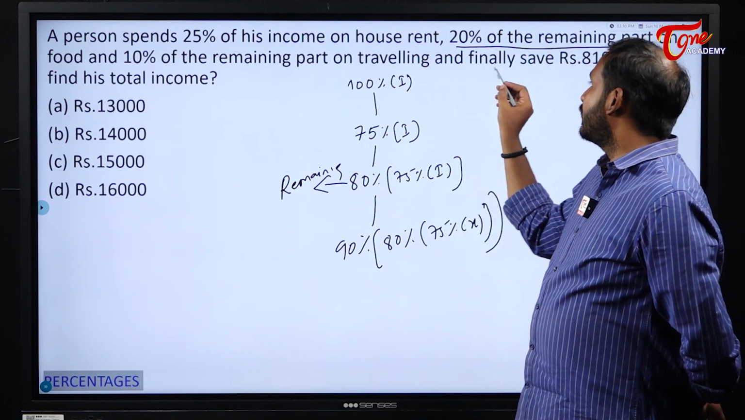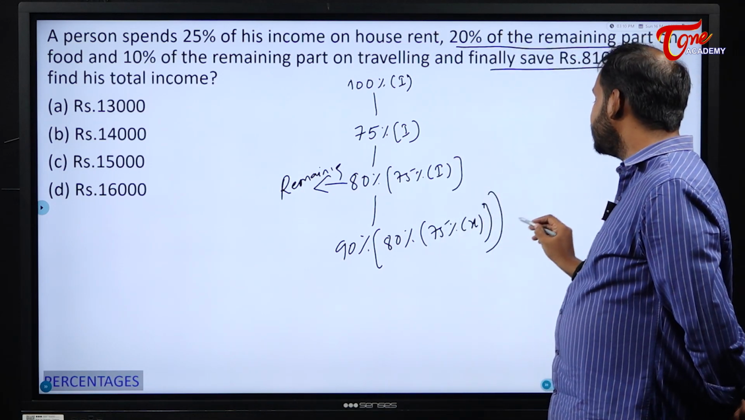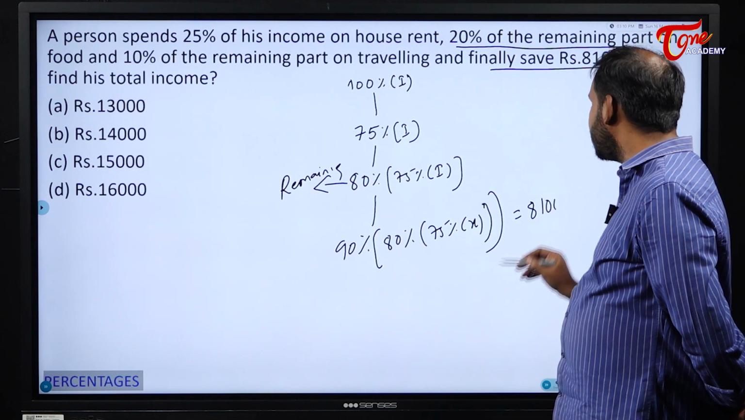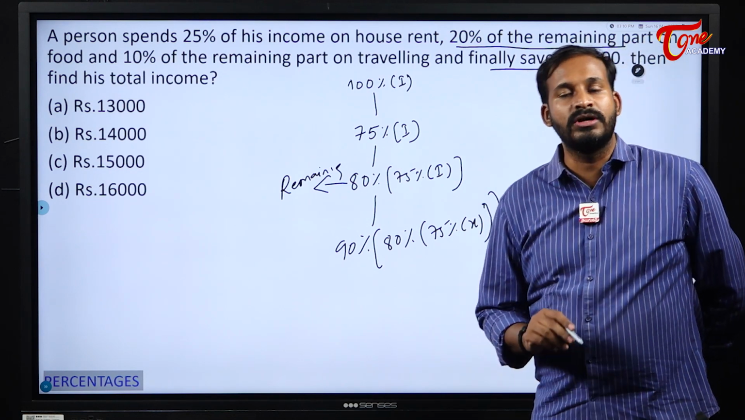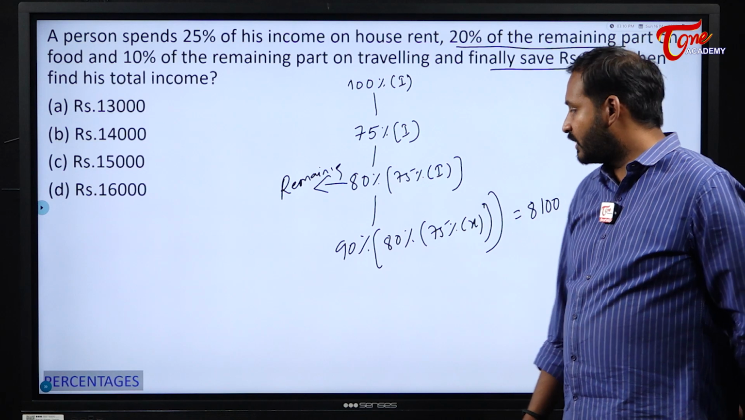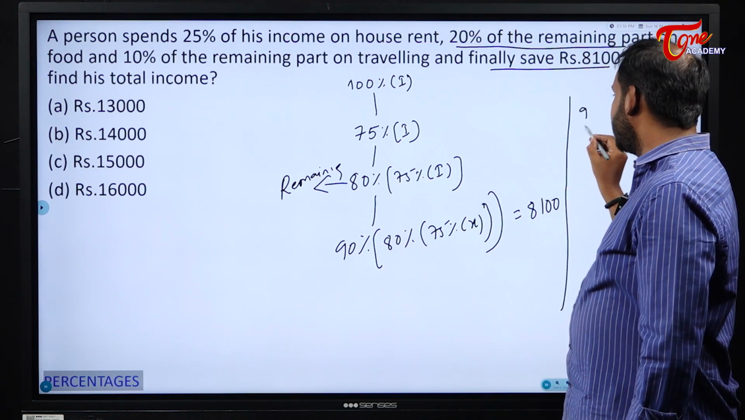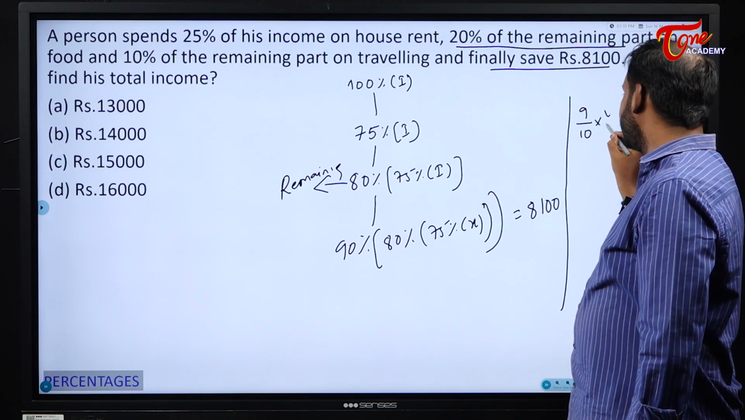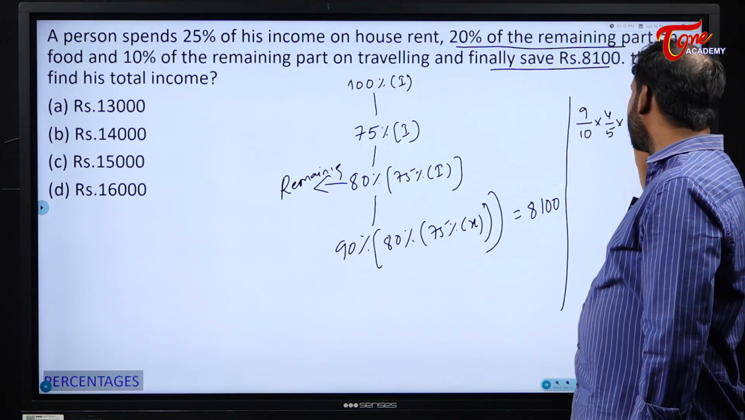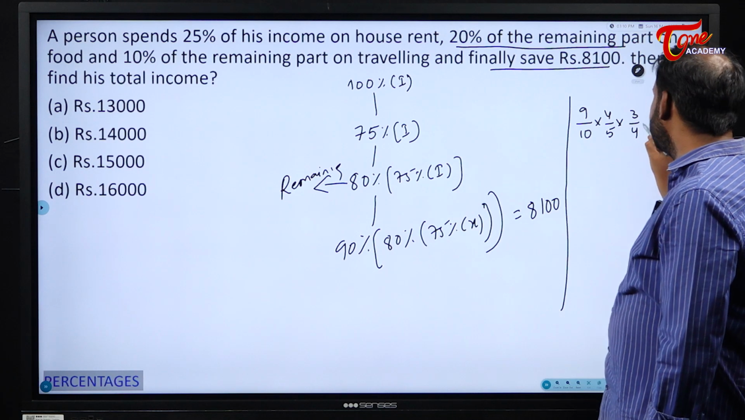And the remaining part on traveling, and finally he saves 8100. That means this value is equal to what for me here? 8100. Find his total income. Find his total income. So now what are you going to write here? 90 means 9 by 10, 80 means 4 by 5, 75 means 3 by 4, into his income.